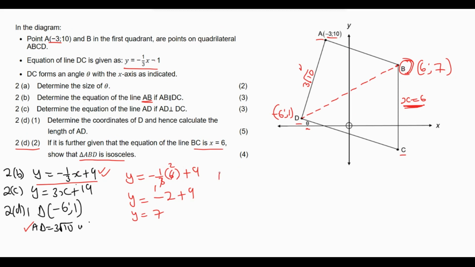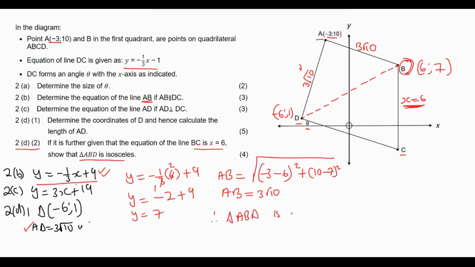We can find AB. AB is equal to, using the distance formula, -3 minus 6, then squared, plus 10 minus 7 squared. Then put this in the calculator. AB is equal to 3√10. So this is also 3√10. So therefore, triangle ABD is an isosceles triangle, since we have two sides that are equal in length.